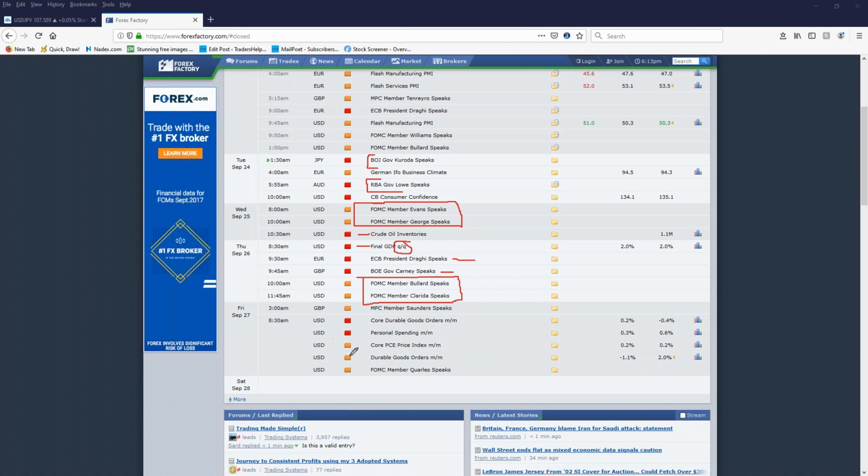Then on Friday at 8:30, FOMC member speaks again. We also have the core durable goods and the personal spending month over month. Now, these could move the market, but with it being month over month, I'm not sure that it's going to move the markets, not the Forex markets, a whole lot. Okay? Any questions tonight?